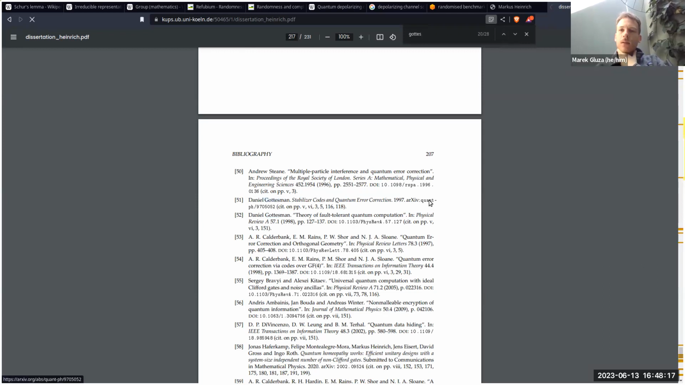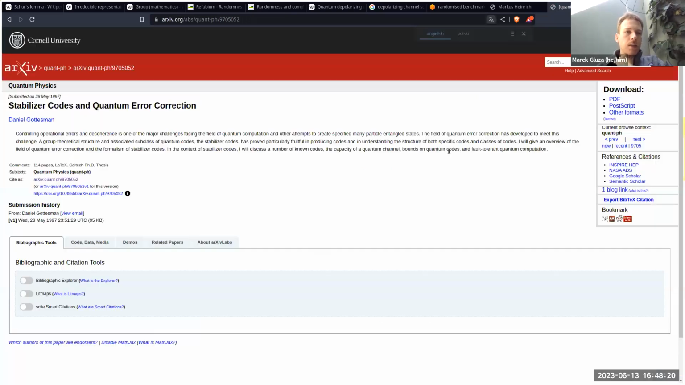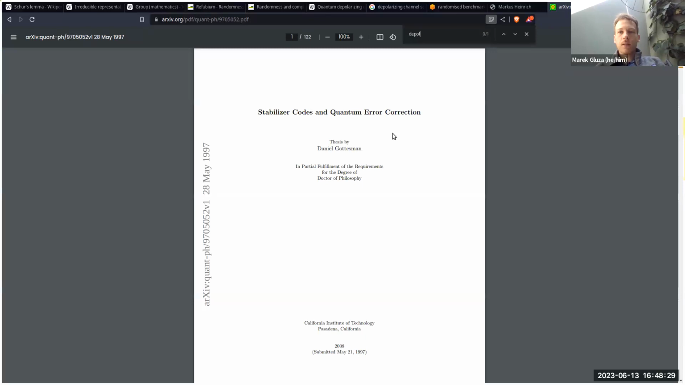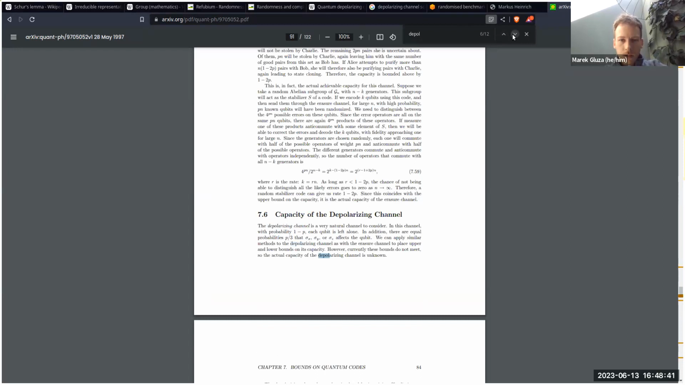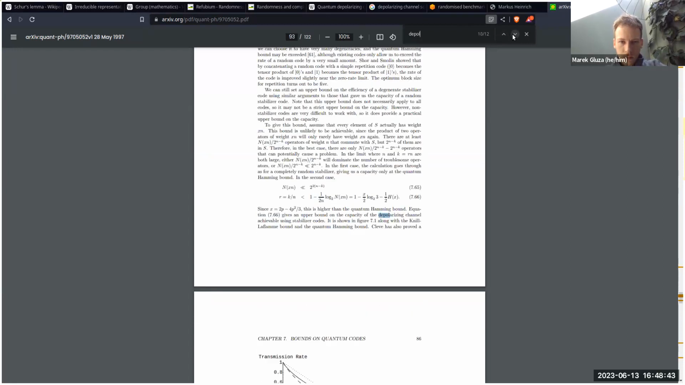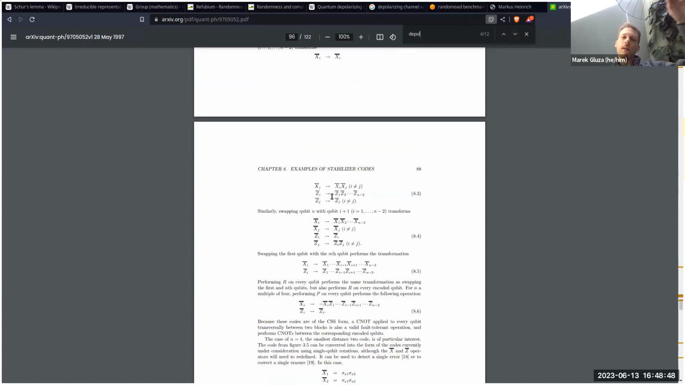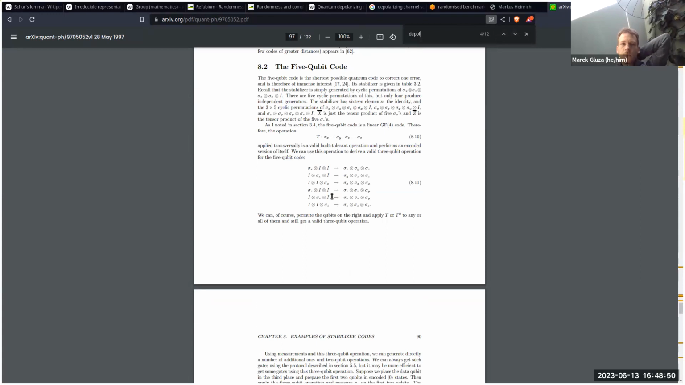Maybe actually in this. So on the arXiv 9705052. Maybe here we will find depolarizing channel. Yeah, here we have the depolarizing channel, which is supposed some probability, maybe no. Capacity is a different thing. Yeah, no, I don't know a good reference how to link those two.